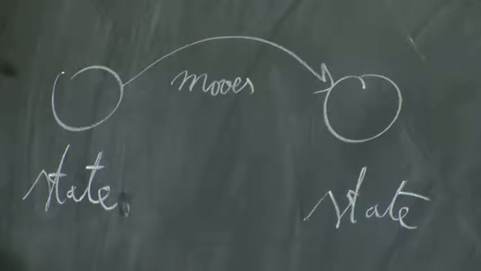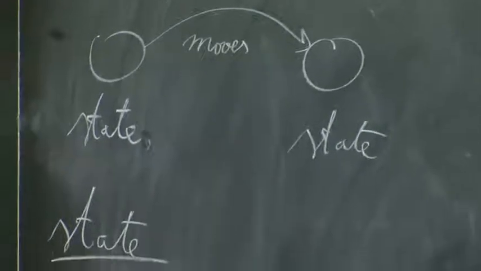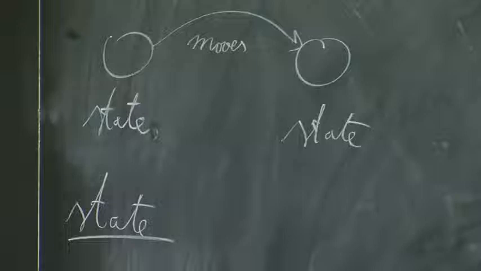So what's in a state? This is the hard problem. Whether we're solving it with graphs or with dynamic programming, this is what everything comes down to. What's in a state?